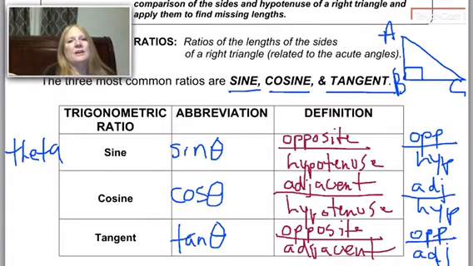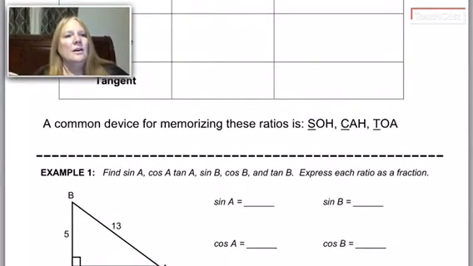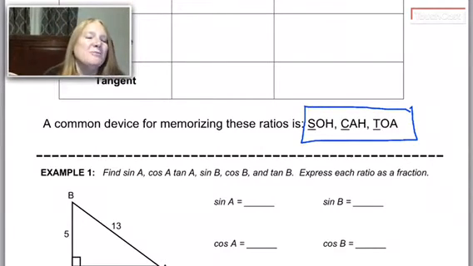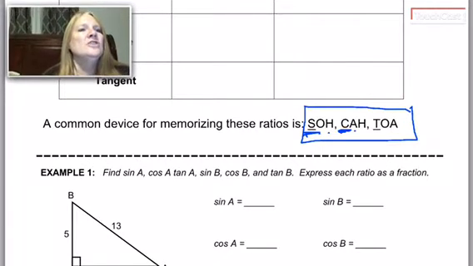Okay, so now I'm going to scroll down. Let me stop here. This is a common device for memorizing these ratios. You may see this again. However, some students find it more helpful than others, but SOH-CAH-TOA. Some teachers will have you chant it like an Indian chant, SOH-CAH-TOA. But this stands for S is sine, opposite over hypotenuse. C is cosine, adjacent over hypotenuse. T is tangent, opposite over adjacent. So if that helps you to memorize it, you can write that down, SOH-CAH-TOA.